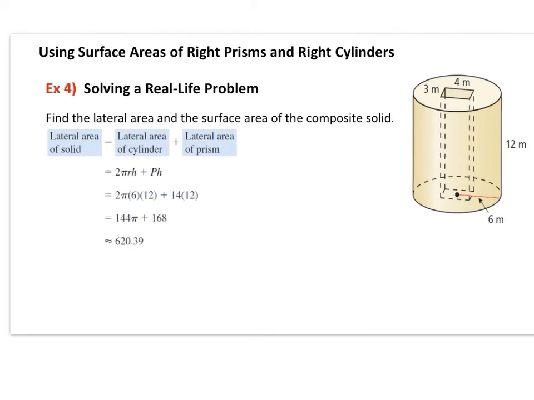So the exact answer for the lateral area of the entire solid would be 144 pi plus 168. Type that in the calculator to get the approximate lateral area. All right, I just added the units so that you could see those correctly identified.